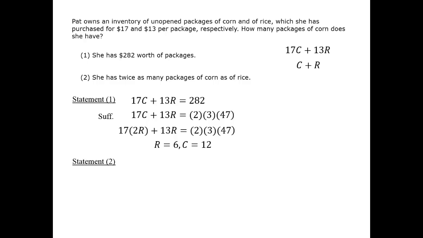Statement 2 tells us that C equals 2R, but without the benefit of statement 1, we don't know the total value of these packages. For example, the number of packages could be 6 and 12 or 5 and 10, yielding different answers to the question. We don't have sufficient information to answer definitively here, so statement 2 is insufficient. The correct answer is A.